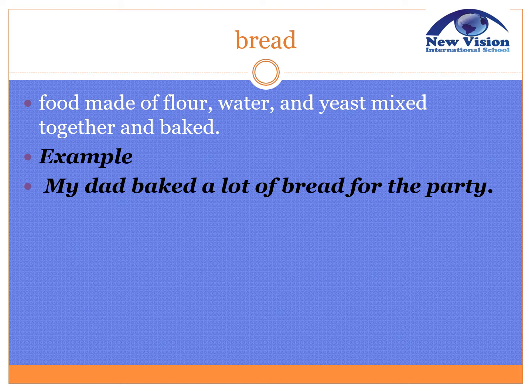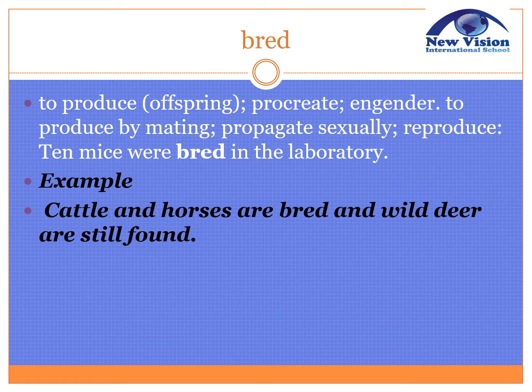It's a food made of flour, water, and yeast mixed together and baked. That's bread. My dad baked a lot of bread for the party. That's bread. Everybody knows this one. And our breed means to produce offspring, procreate, engender, to produce by mating, propagate sexually, reproduce. Example: 10 mice were bred in the laboratory. Or, cattle and horses are bred and wild deer are still found.